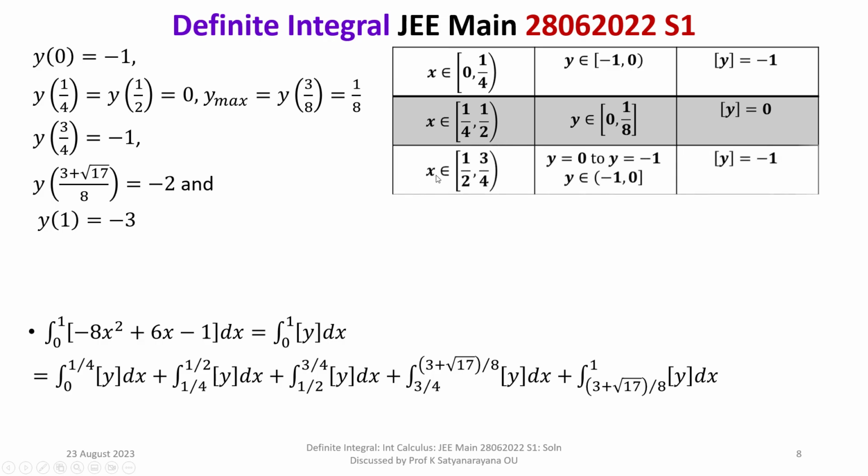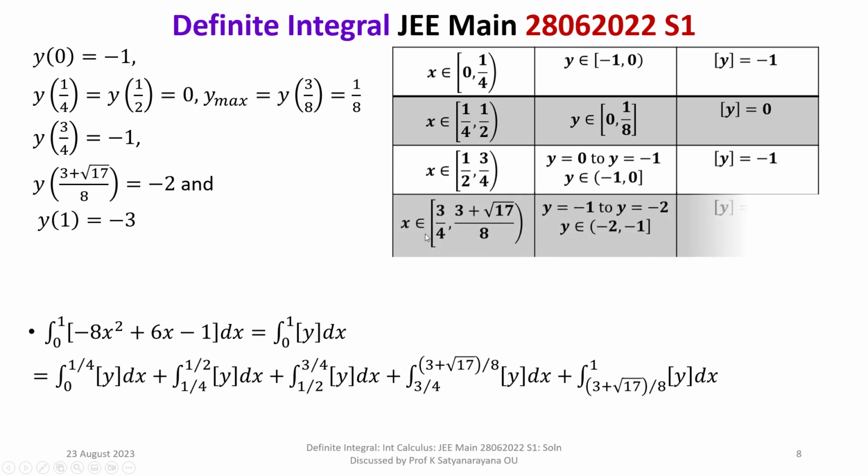Now x belongs to 1 by 2 to 3 by 4, and it decreases. y at 1 by 2 is equal to 0. At 3 by 4, y is equal to minus 1. So it decreases. Therefore, y belongs to minus 1 to 0. So the greatest integer, bracket y, is minus 1.